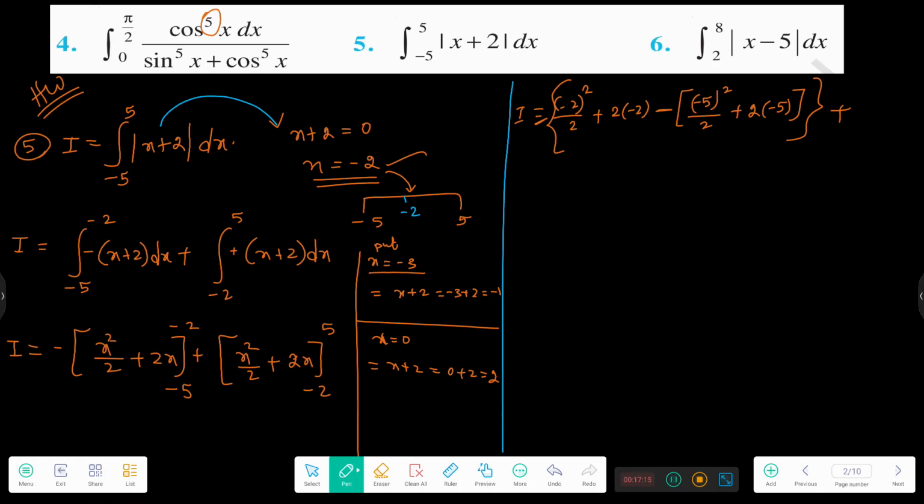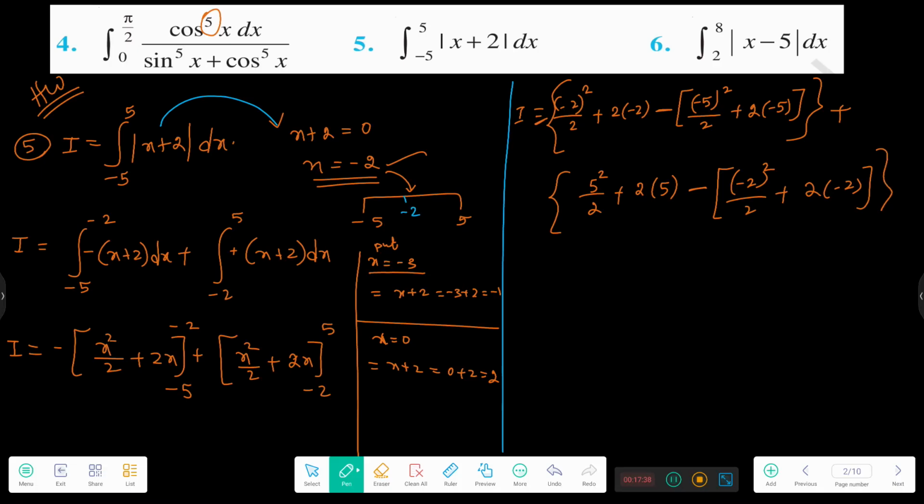Plus, in the same manner for the second one also, apply the upper limit: 5 square divided by 2 plus 2 into 5, minus the lower limit. Lower limit is minus 2, so minus 2 square divided by 2 plus 2 into minus 2.